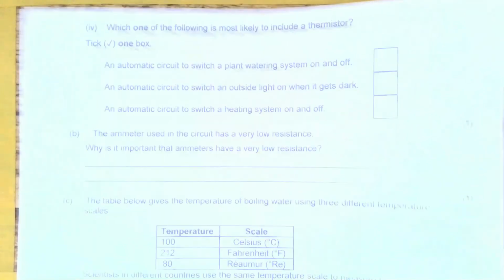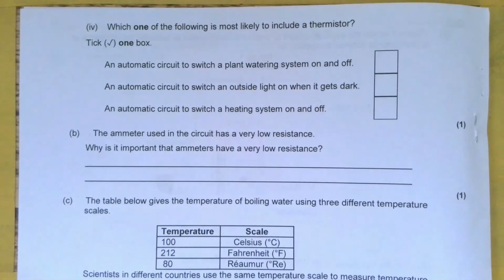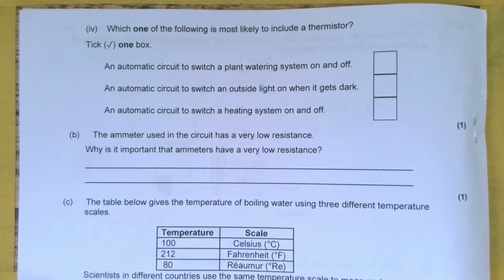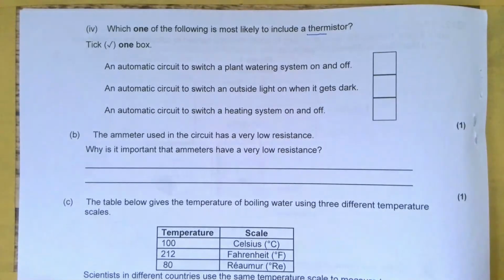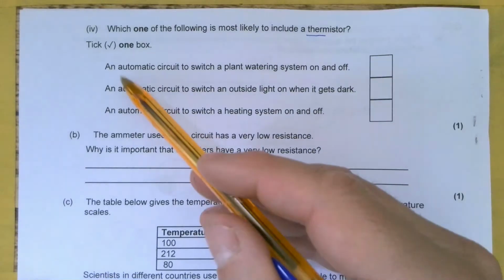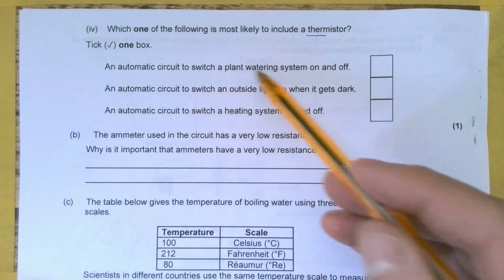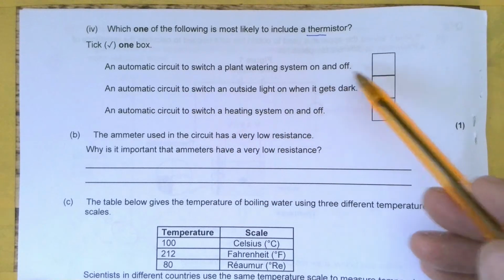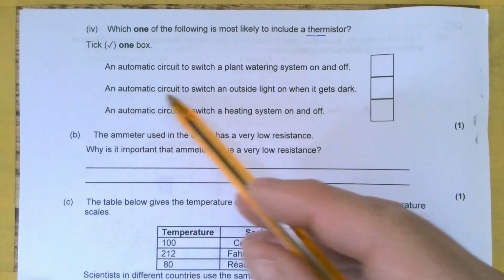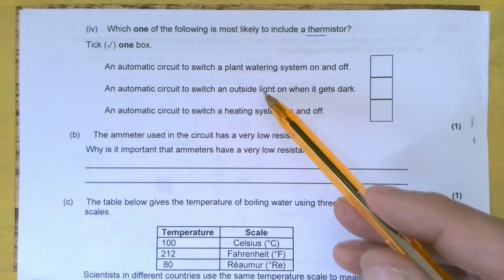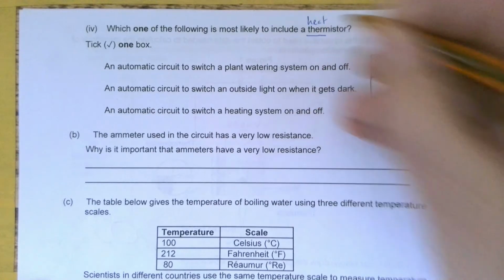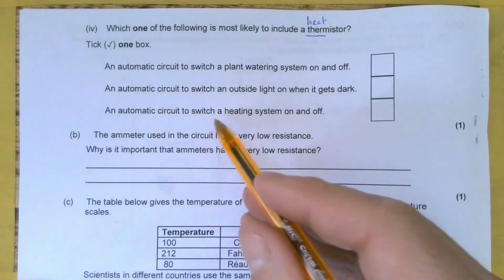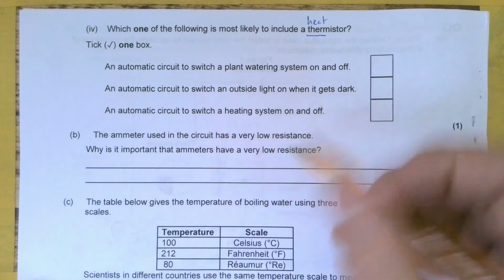Okay, next question. Which of the following is most likely to include a thermistor? So thermistor, heat dependent resistor. Tick one box. An automatic circuit to switch a plant watering system on and off. Okay, not sure about that. An automatic circuit to switch an outside light on and off. Okay, well, that's to do with light. Nothing to do with heat. So we're talking here about something to do with heat. An automatic circuit to switch a heating system on and off.